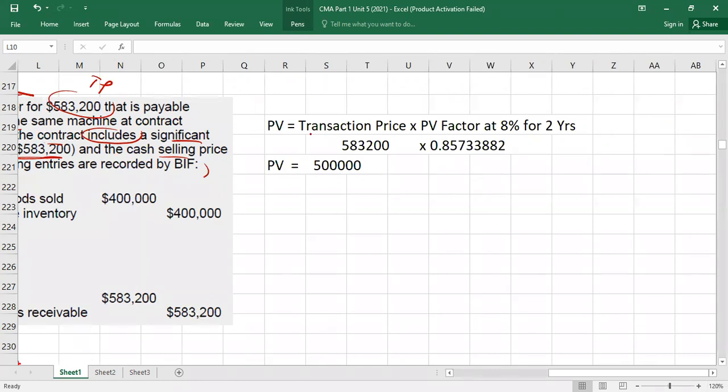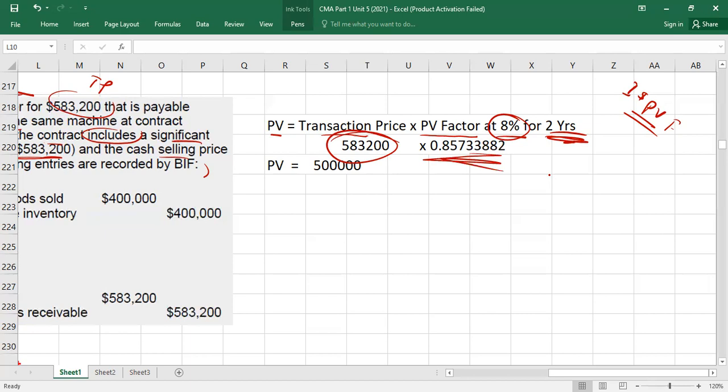And how do you get the present value? You always need the transaction price multiplied by which factor? The present value factor. At which rate? 8% for how many years? 2 years. And there are tables for present value factors. There's one table whose name is the present value of $1 table. You go to that table, put the transaction price here first, 583,200, and look at 8% for 2 years. You will get the factor there.